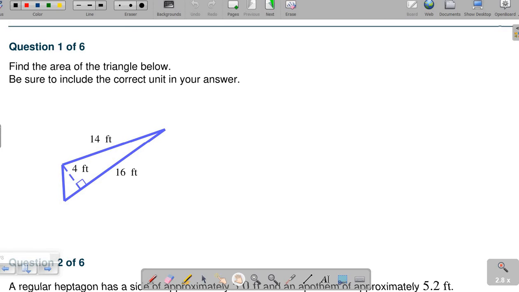This is the ALEKS help video for 8.2, area of regular shapes. It says find the area of the triangle below. Be sure to include correct units.